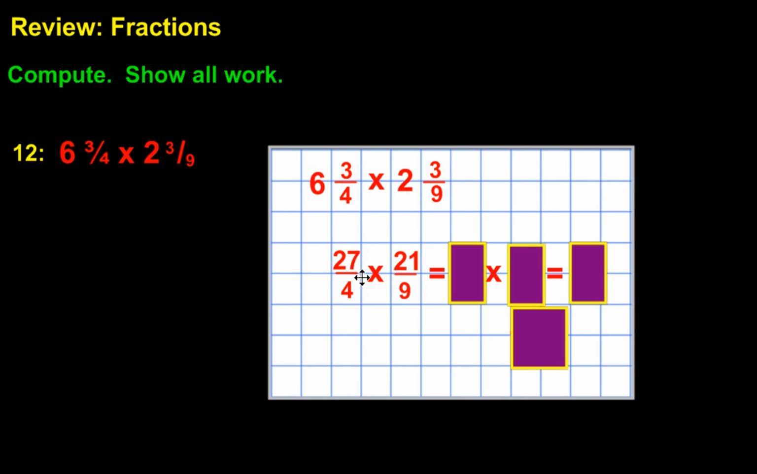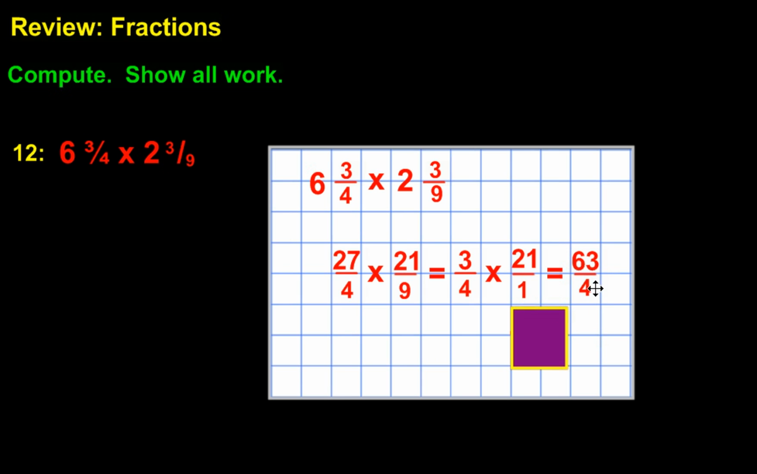In this case, we can do some cross product. 9 goes into itself once, into 27 3 times. So we wind up with 3/4 and 21 over 1. We can now go ahead and multiply. 3 times 21 gets us 63, and 4 times 1 is 4.